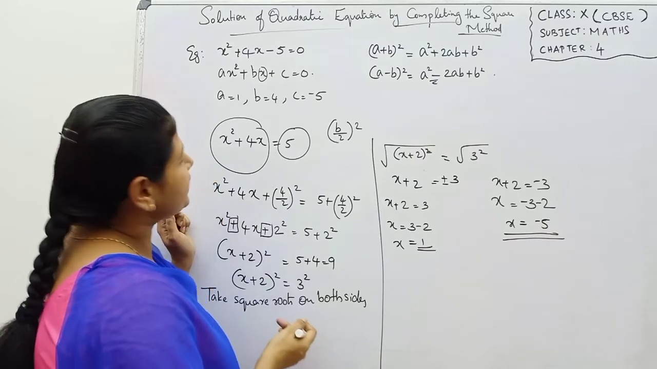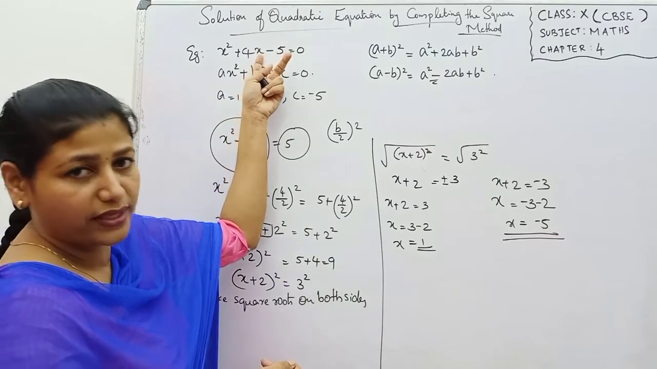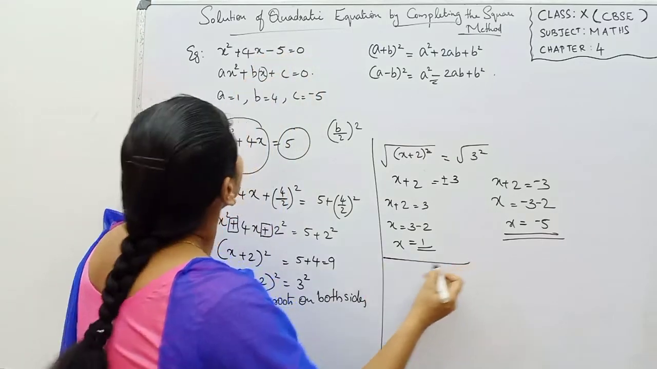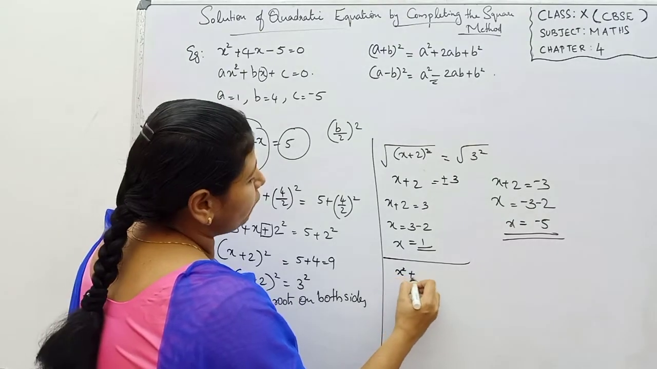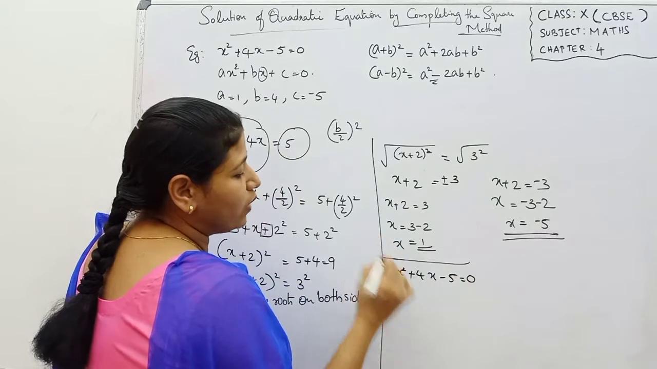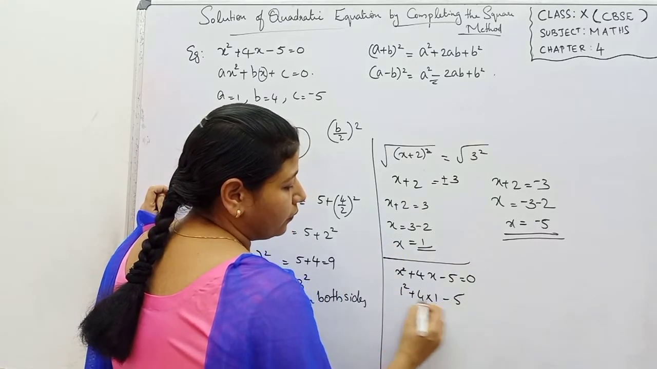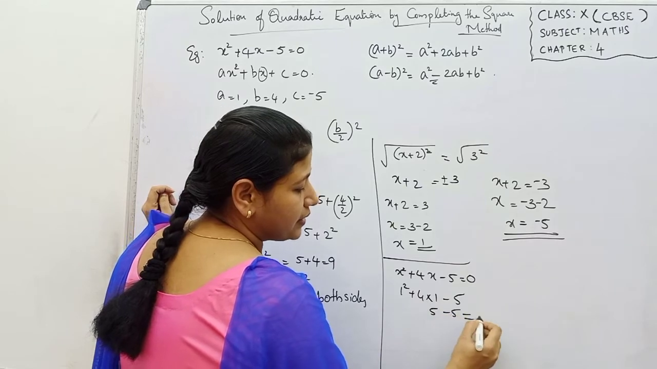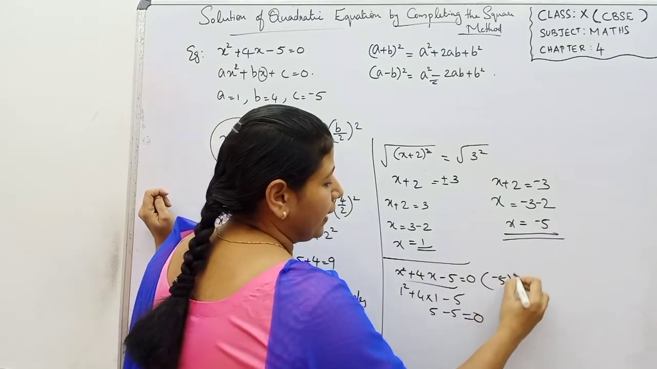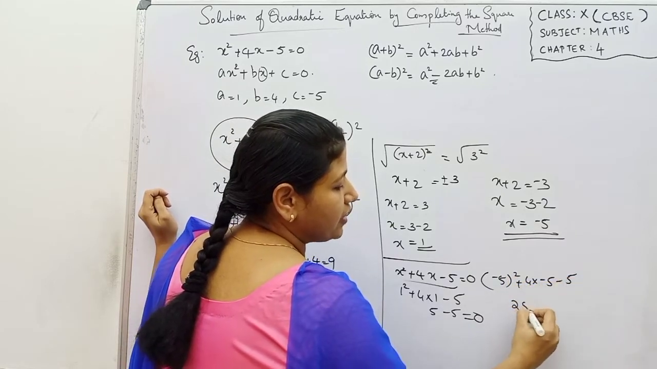If you have any doubt, substitute these values of 1 and negative 5 in the equation and you will find the answer as 0. Now we can just check. x square plus 4x minus 5 equal to 0 is the quadratic equation. Put x as 1. Then you get 1 square plus 4 into 1 minus 5. 1 plus 4 is 5, minus 5 is 0. This is right. And what about negative 5? Negative 5 whole square plus 4 into negative 5 minus 5. 5 square is 25.